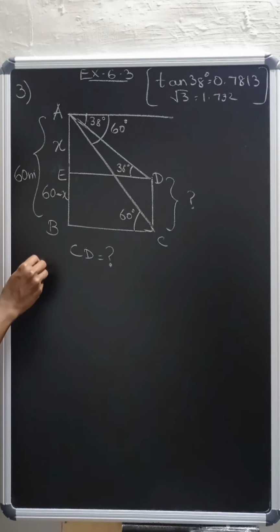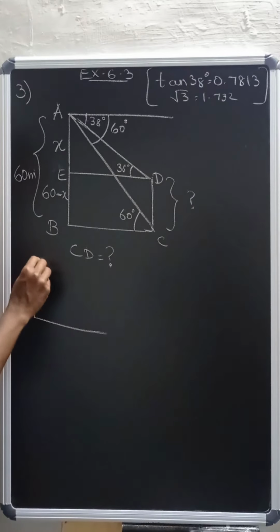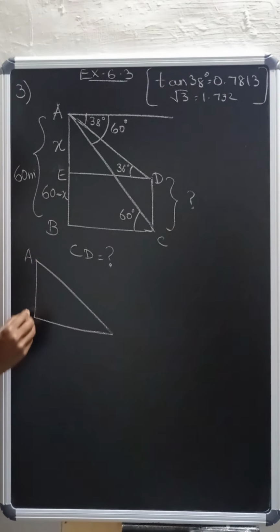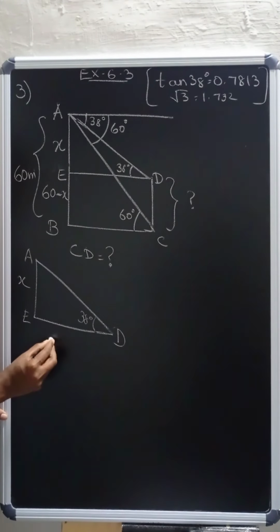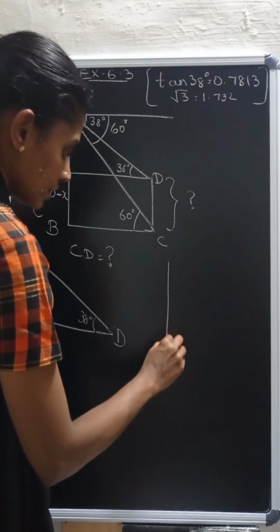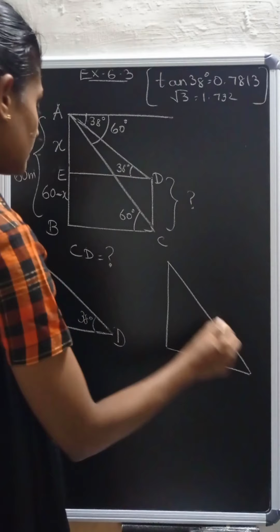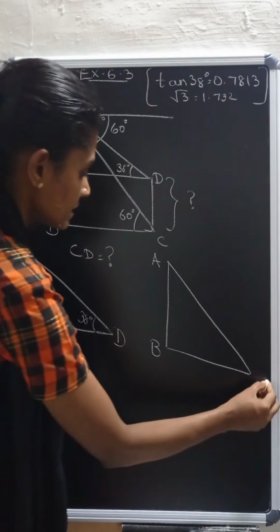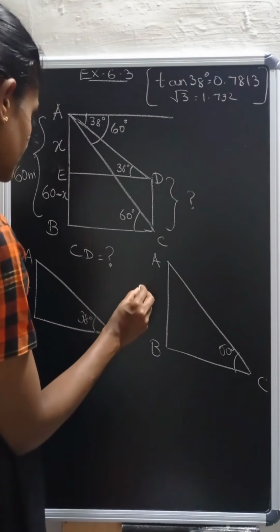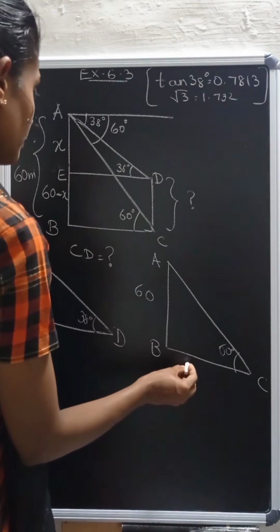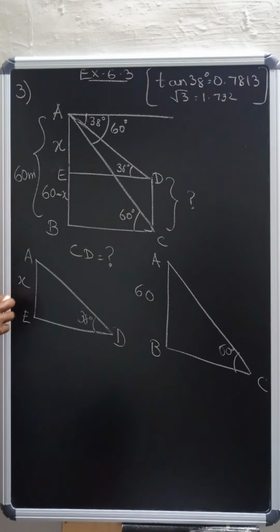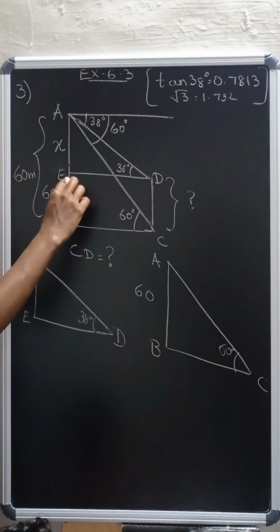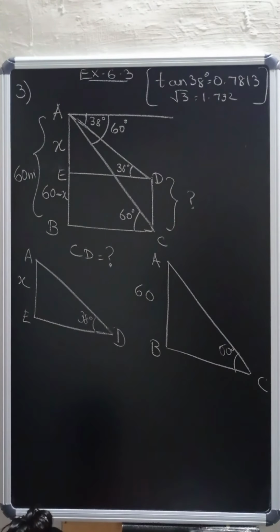Now we will take this as two triangles. First triangle AED: 38 degrees here, x here, this distance you don't have. Then we take triangle ABC. Here you have 60 degrees, here 60 meters, and we will find BC and substitute that value of BC, which is equal to ED, here and find the value of x. And 60 minus x will give you the EB value, which is equal to the CD value. Now we will proceed with the sum.